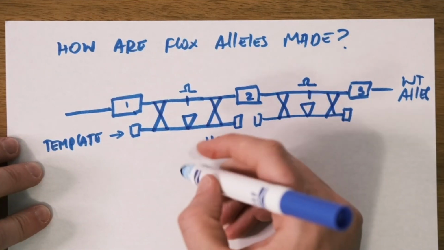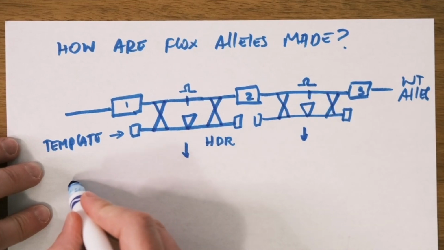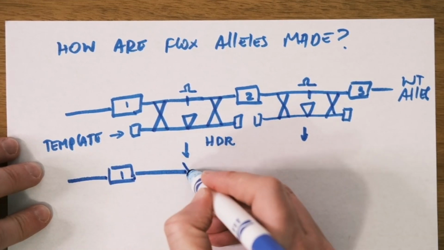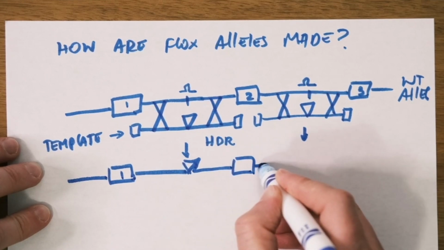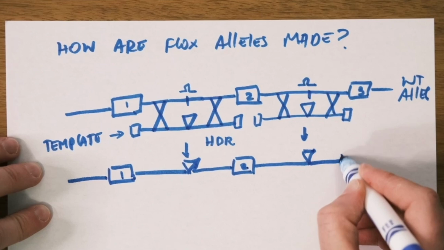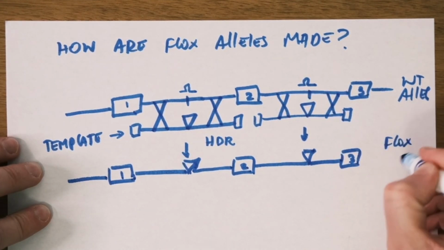So if this goes fine, then we will end up with the Flox allele, where we have exon 1, and then we have the LoxP site and the exon 2. And if everything goes well on this side as well, we have the exon 2, exon 3, and this is our Flox allele. So this is how in theory it should work, but things can go wrong, and let's see what are some common problems that we can check for.